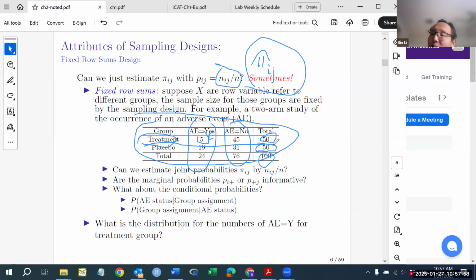Okay? And can we estimate the marginal probabilities? Let's say the marginal probability for the treatment is 50%. That is meaningless because that is preset. We don't have to estimate. That is controlled. So this is a controlled experiment, right? And can we also estimate the marginal probability for having the adverse event is 48% or 24% out of 100? No, we cannot estimate because we are fixing the row. Okay, so in this study, if we fix the number of subjects in the treatment and placebo, we can only estimate well on the conditional probability for each row.